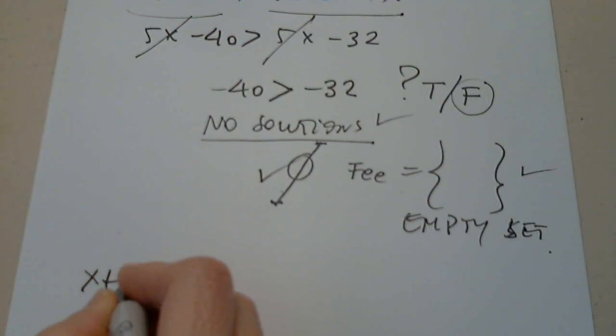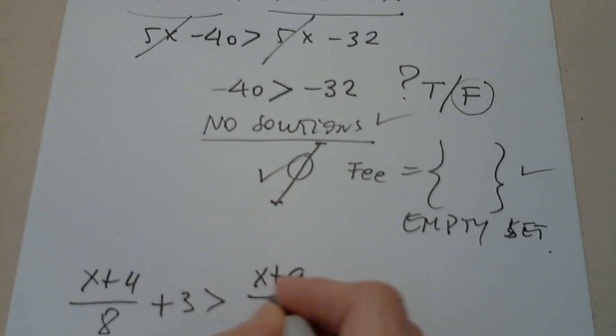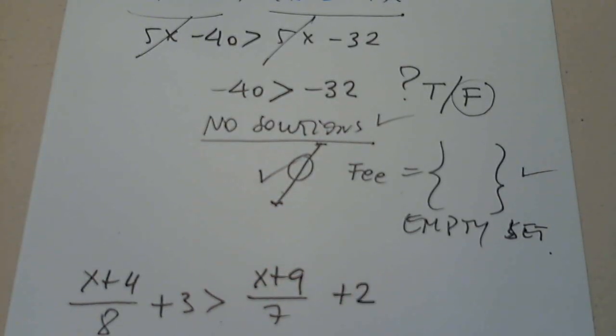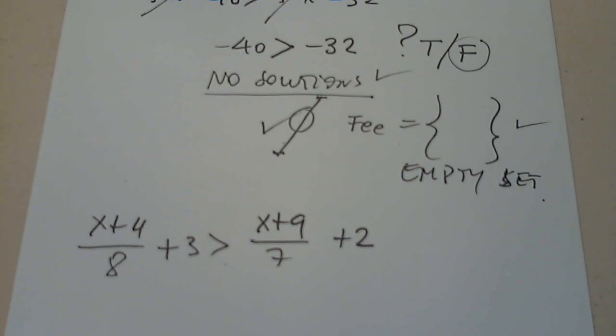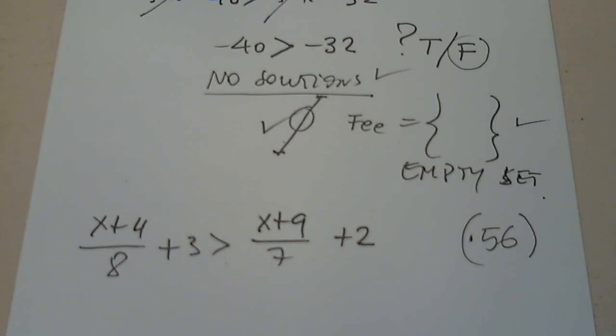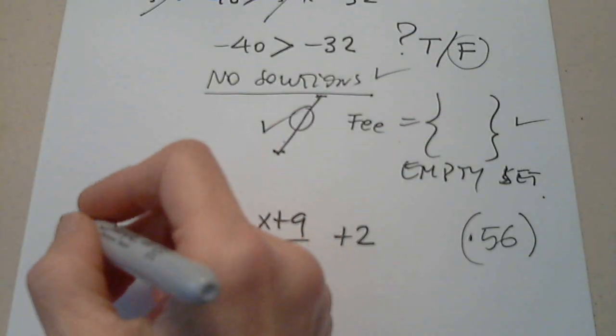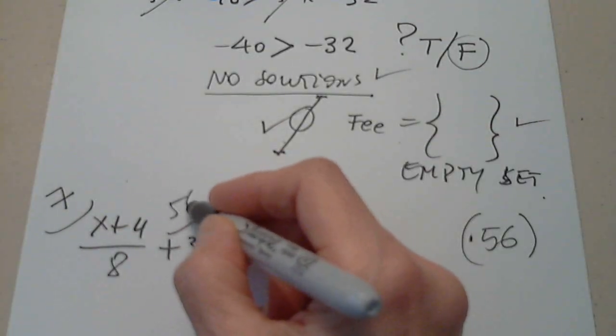So we have x plus 4 over 8 plus 3 greater than x plus 9 over 7 plus 2. Yes, I know I sound like a broken record. You know exactly what I'm going to do, and you should too. Exactly. Multiply everything by 56 and clear the fractions ASAP. So then this one will be multiplied by 7. This one will be multiplied by 56.